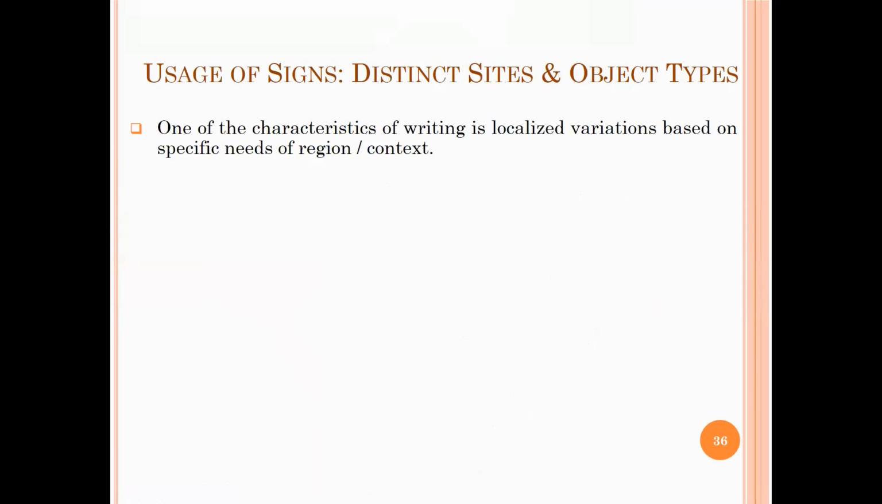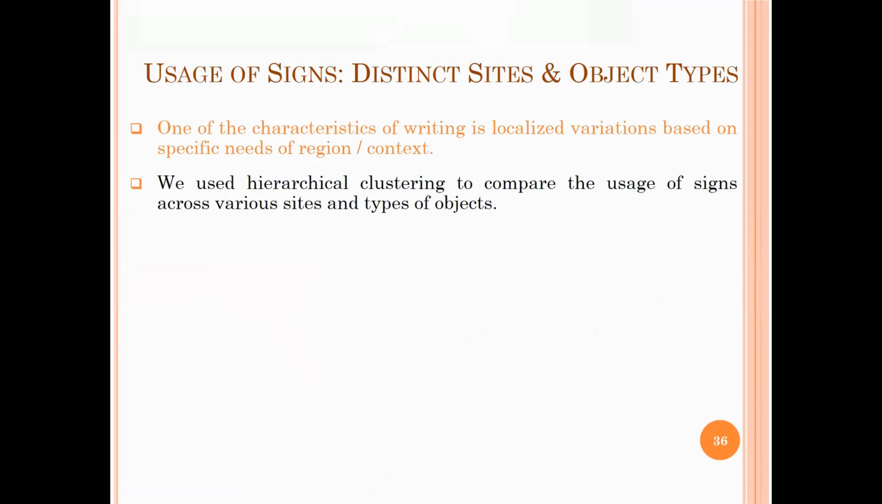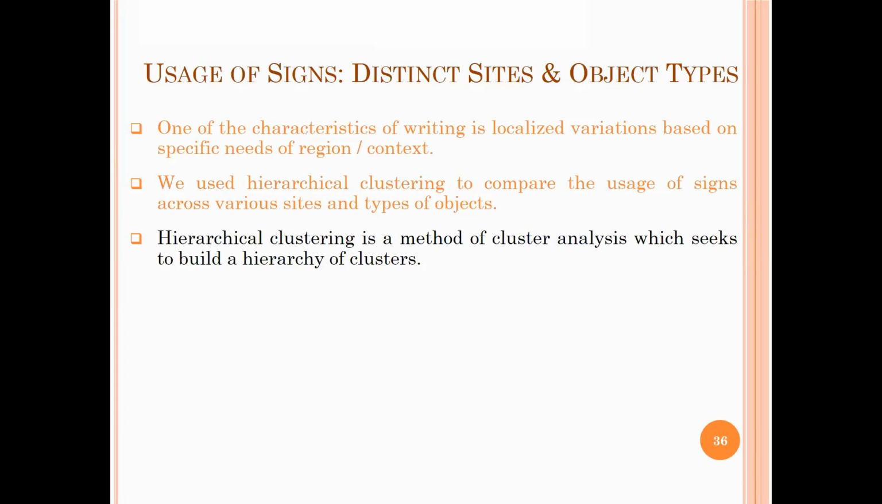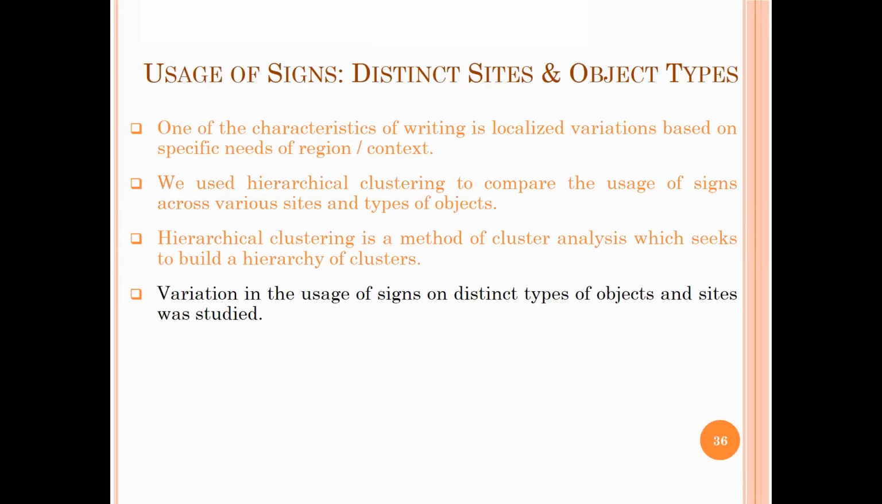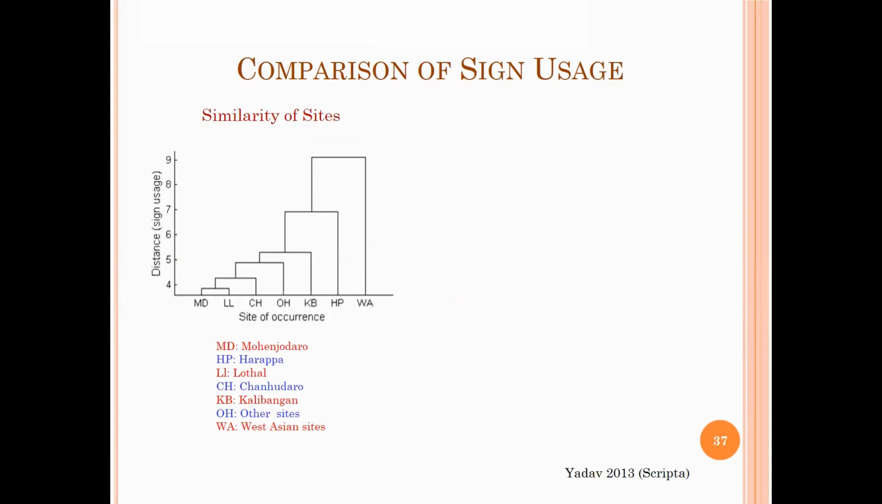One of the characteristics of writing is localized variations based on specific needs of a region or context. So we used hierarchical clustering to compare the usage of signs across various sites and types of object. Hierarchical clustering is a method of cluster analysis which seeks to build a hierarchy of clusters. Variation in the usage of signs coming from different object types and sites was studied using this method. And these are the plots.